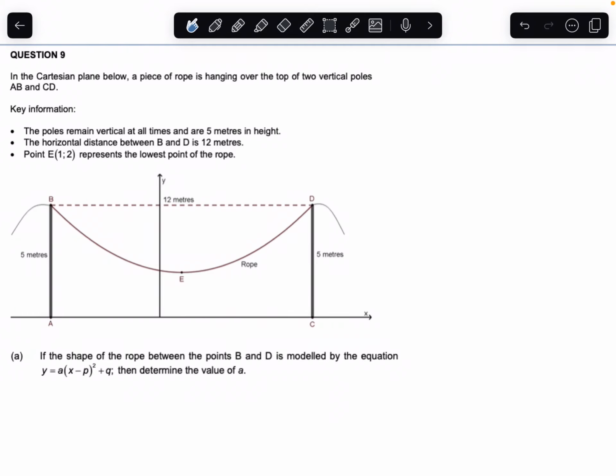Hello, today we are rambling about IEB's paper 1 from November 2023, question 9. So, it has two parts to it. Let's look at the first.